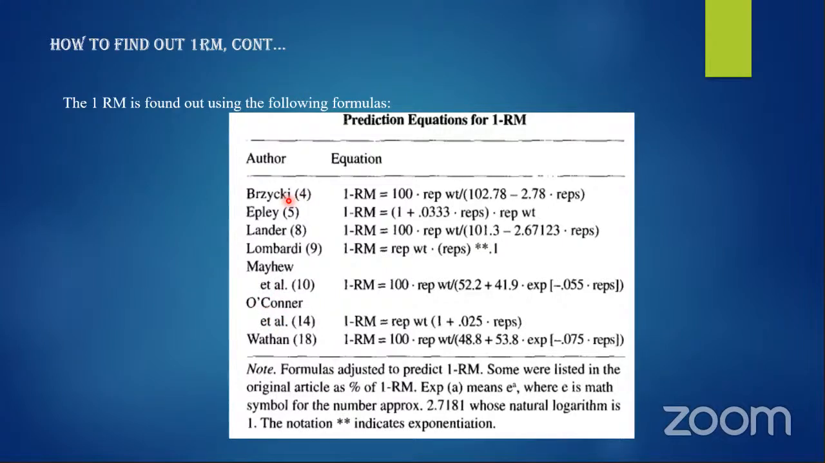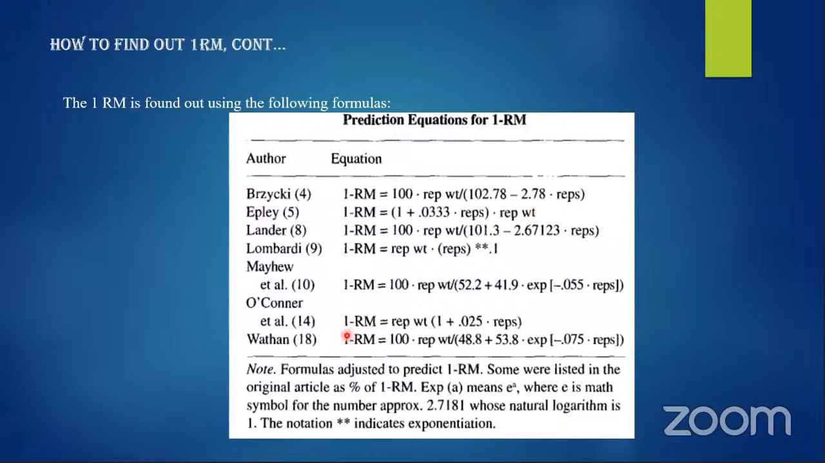Brzezicki has given 1 RM is equal to 100 multiplied by rep weight divided by 102.78 minus 2.78 multiplied by reps. And Epley has given 1 RM is equal to 1.0333 multiplied by reps multiplied by repetition weight. And accordingly, all the authors have also given their formulas.